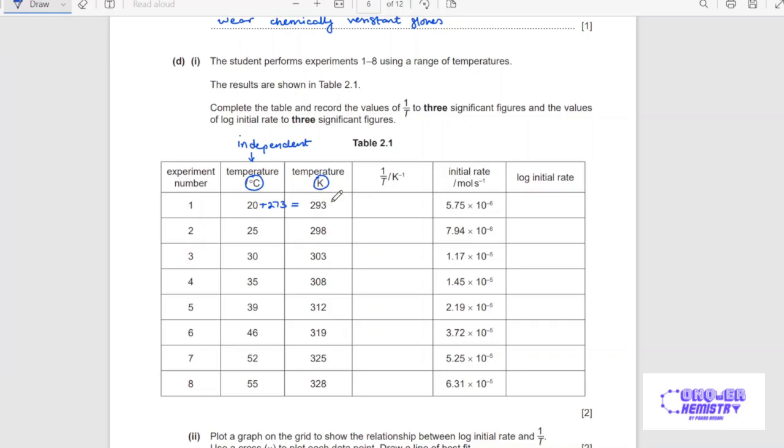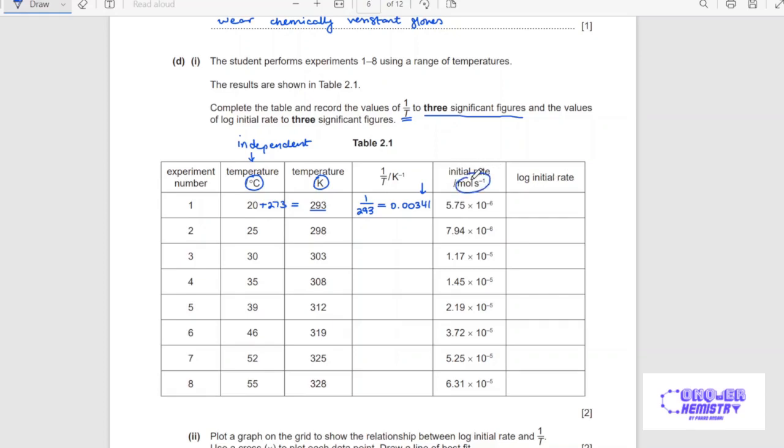Now what they're asking us to do is to take the reciprocal of the temperature in Kelvin. So I have 293 over here, so I will divide 1 by 293 for the reciprocal, and this turns out to be 0.00341, right? Now over here, the instruction says that I have to record the values of 1 over T to 3 significant figures. That's exactly what I've done over here. And then we have the initial rate that's given in mole per second.